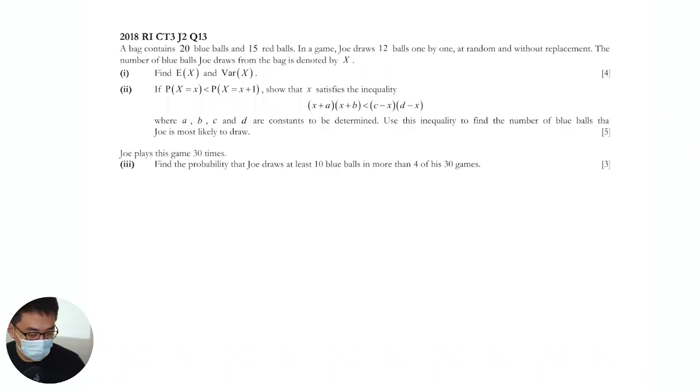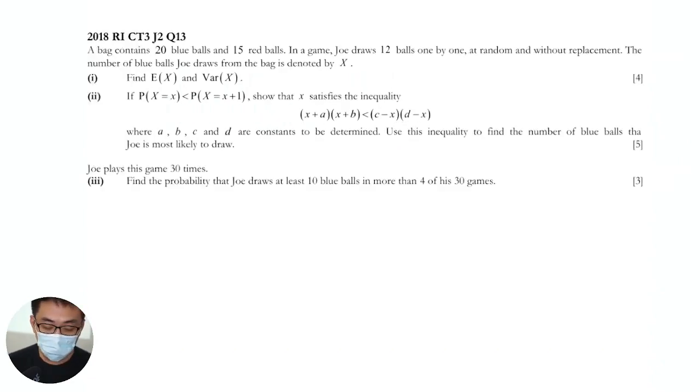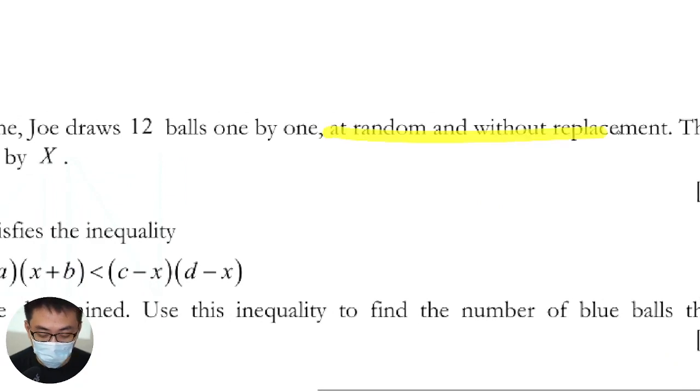Sure, I understand the question. A bag contains 20 blue balls and 15 red balls. In a game, Joe draws 12 balls one by one at random without replacement. So if it's without replacement, we can use choose. Remember that: when it's with replacement, you cannot use choose. So just take, can choose.